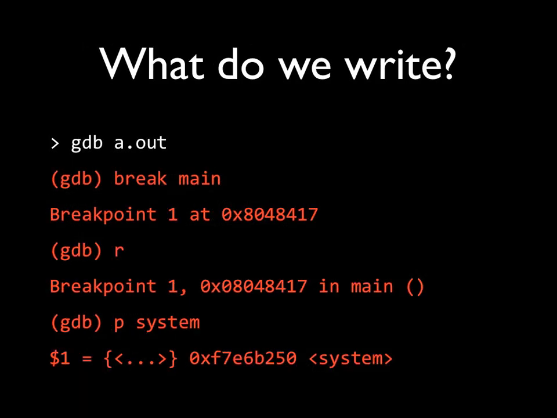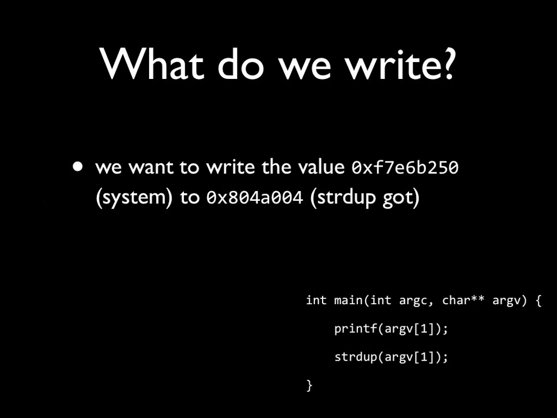And where is system? Well, we open up the program in GDB, we break at main, and we can just print the value of system. Assuming that libc isn't randomized, which it isn't on shell.picoctf.org, we can just run this once, and then we'll know where system is from then on. All right, so now here we printed the value of system. And you can see, this is the place in memory where system is. So, ultimately, we're going to be writing the address of system to the strdup function pointer.